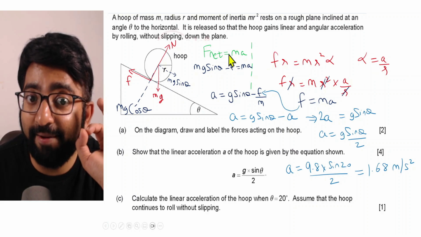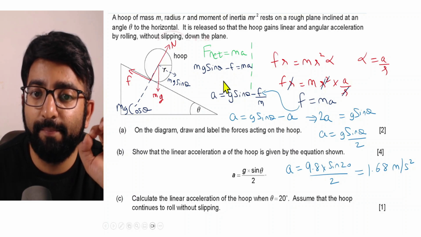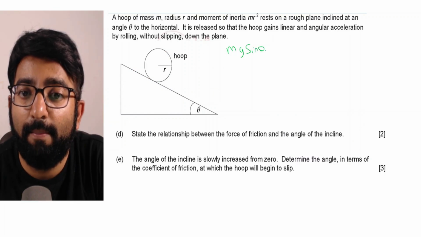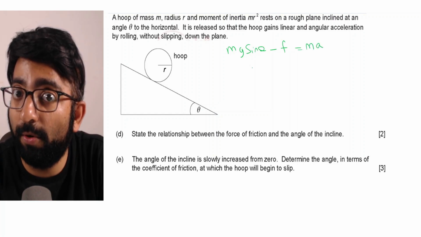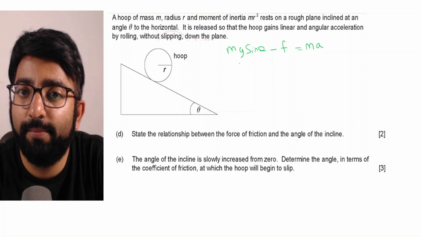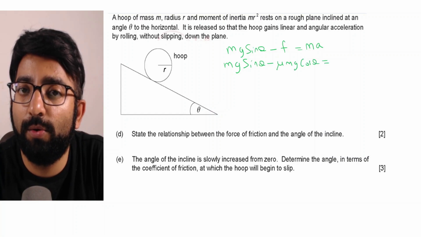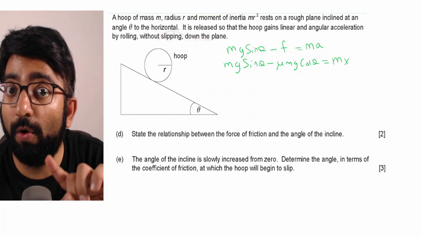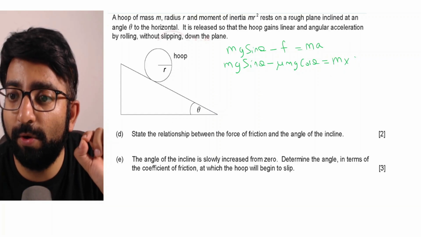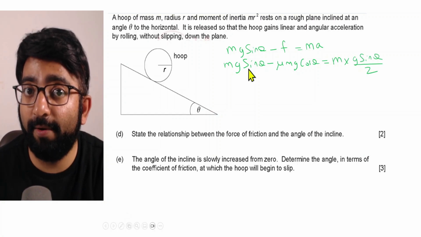So back to the equation, F net is equal to ma. Let's write mg sine theta minus F is equal to ma. Mg sine theta minus friction is equal to m into a. Friction is the maximum possible, that is mu mg cos theta. So let's write mg sine theta minus mu mg cos theta is equal to m into acceleration, the expression for acceleration we already derived in part B, which was g sine theta divided by 2. And now let's try to simplify this equation.